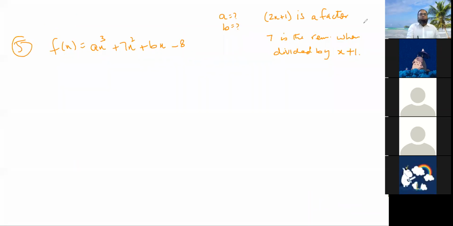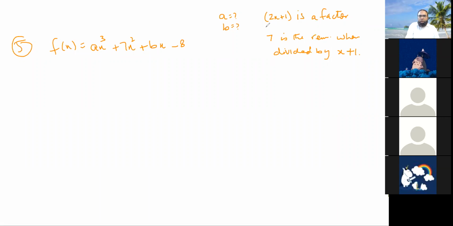So we have this question number 5. f of x is given as ax cubed plus 7x squared plus bx minus 8. We have to find the values of a and b. We're given that 2x plus 1 is a factor, and we are also given that when we divide this by x plus 1, the remainder is 7. Now, this is basically a new thing. This is your skill to transform, to change these statements into mathematical statements.